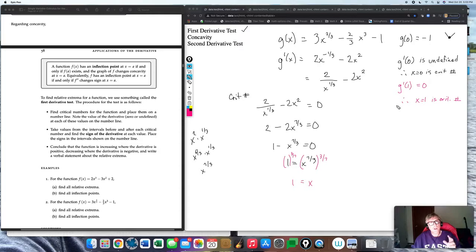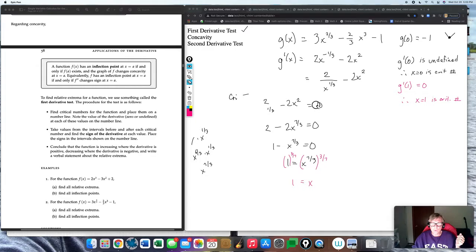So we have two different kinds of critical numbers in this problem. We have one where the derivative is undefined. We have one where the derivative is 0. On the previous problem, both critical numbers gave us 0 for the derivative. The derivative was defined everywhere, right? Okay. So what are we going to do with our critical numbers, right?